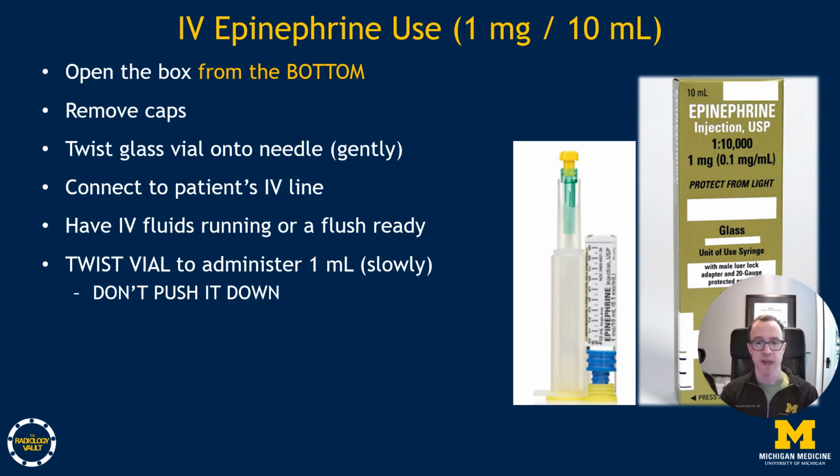You remove the caps. In this case, this device has yellow caps on it, and you'll twist this glass vial onto the needle very gently. Connect it to the patient's IV line and have IV fluids running or a flush ready to go. You then twist the vial to administer 1 milliliter slowly. Don't push the vial all the way down with your thumb. Just twist it to very slowly administer 1 milliliter.